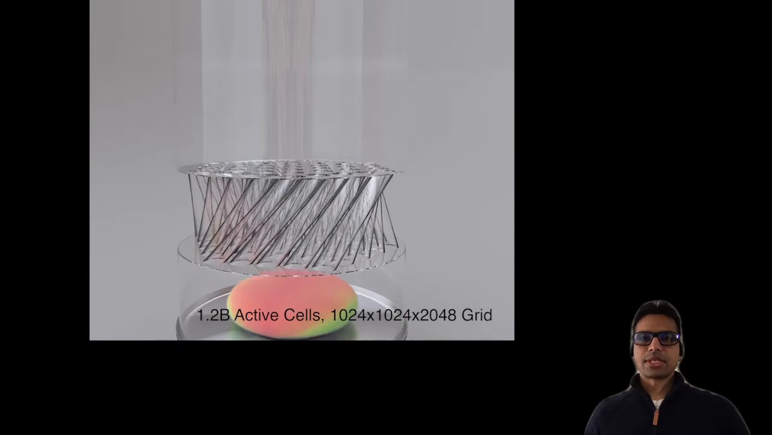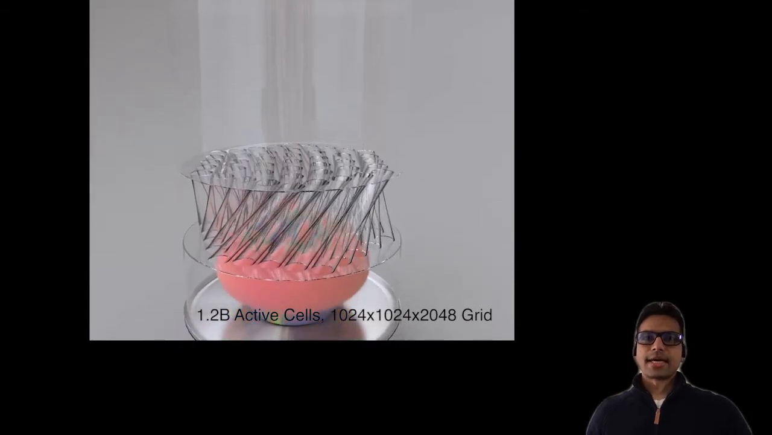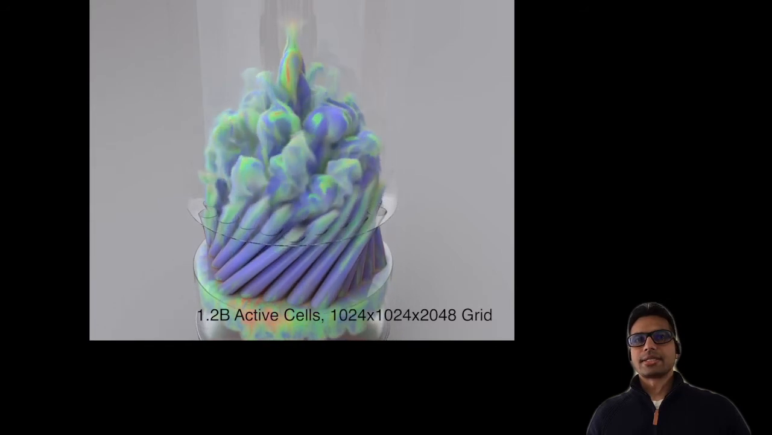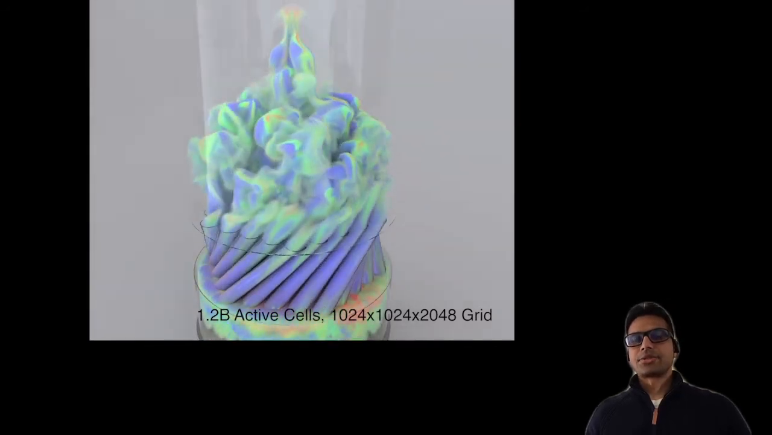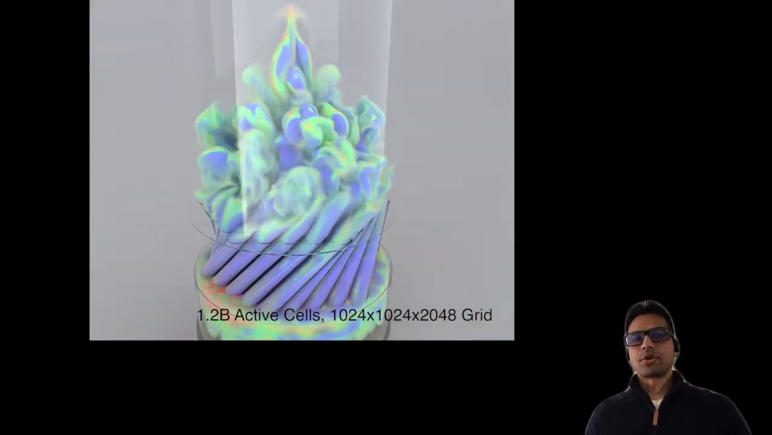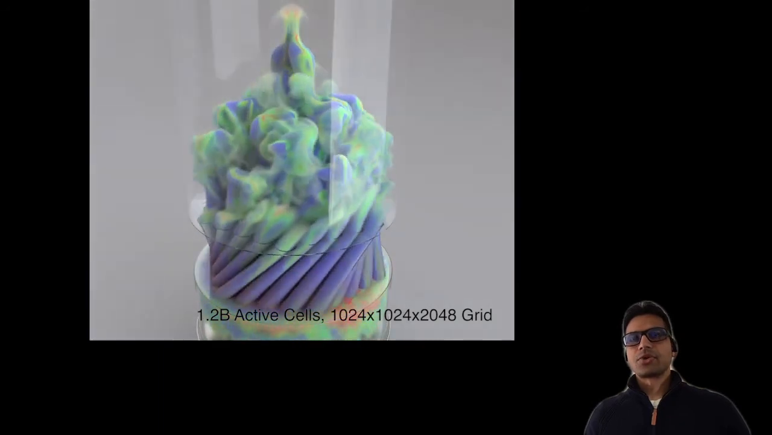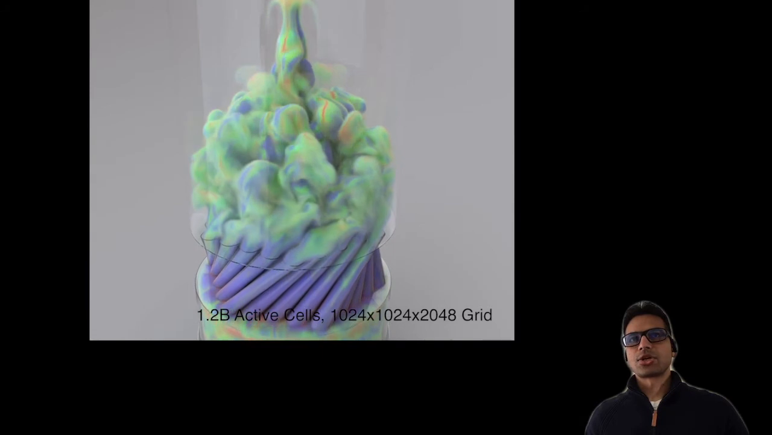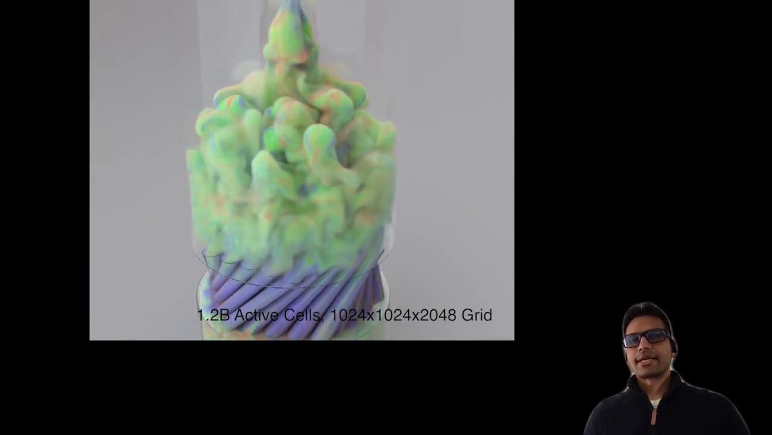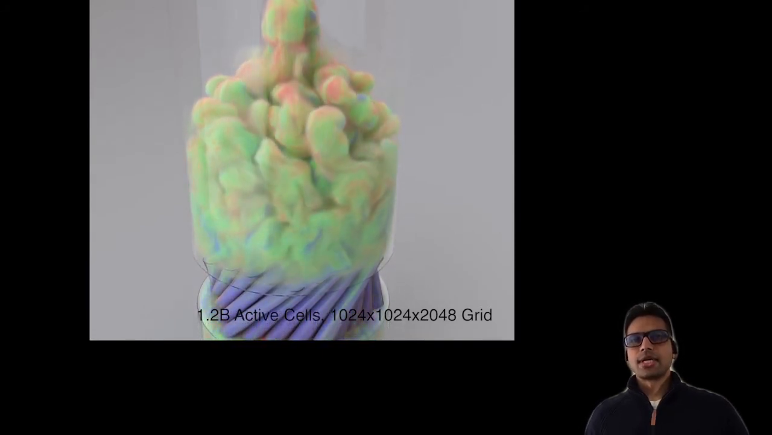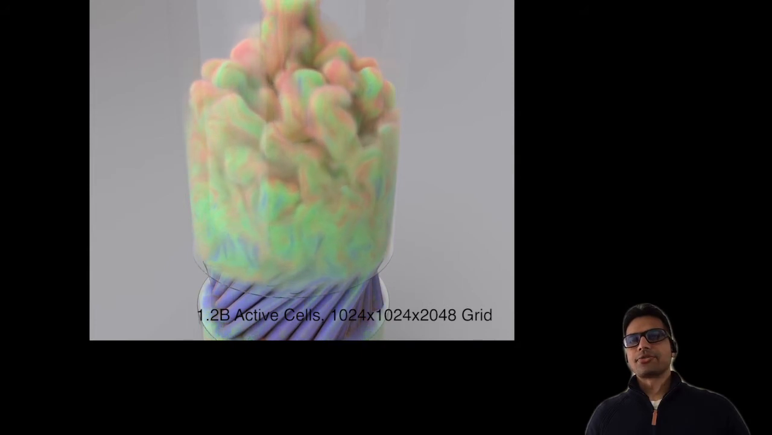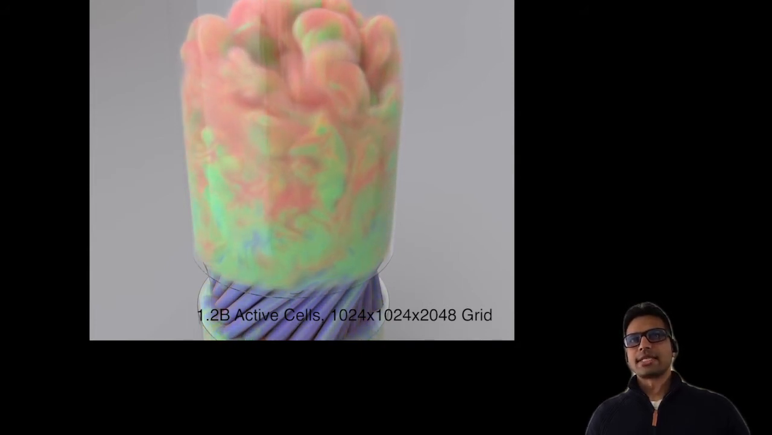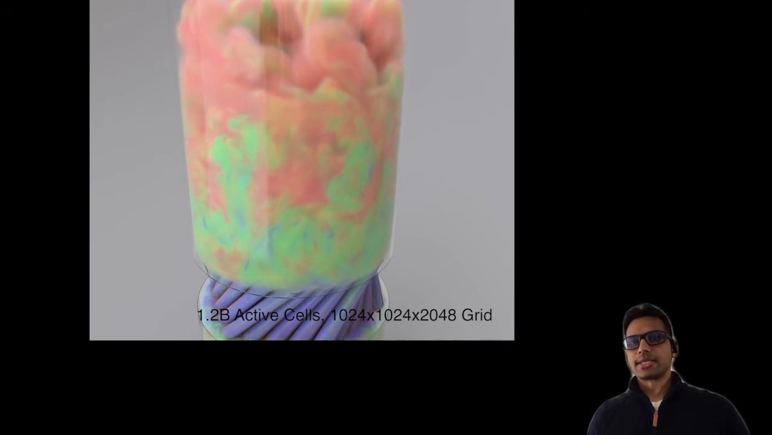So here is one example, another high-res simulation that is facilitated by this data structure. And here, as you can see, there is inflow from below that is twisted because of these multiple twisted tubes. So that creates a lot of vertical details. And here we are actually coloring the flow according to the vorticity of the underlying fluid. So blue represents high vorticity and red represents low vorticity.